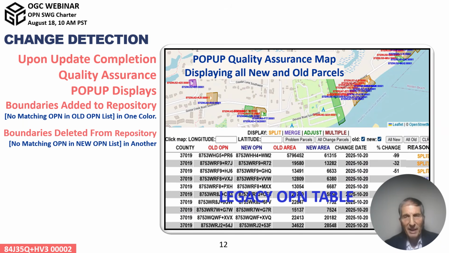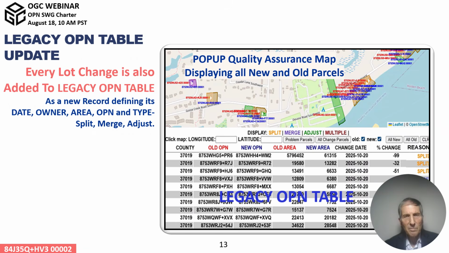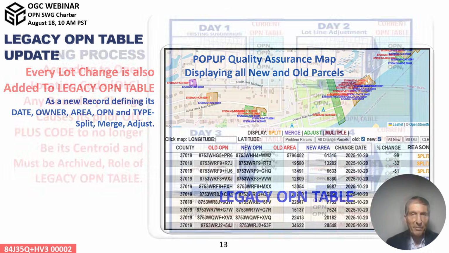All new boundaries added to the repository, where no new OPN in the new OPN list has a match in the old OPN list, are displayed in one color, and all the boundaries deleted from the repository, where no OPN in the old OPN list has a match in the new OPN list, are displayed in another color. Every such change is also written into the legacy OPN table as a new record defining that change's date, owner, area, OPN, and type, be it a split, a merge, or adjustment.